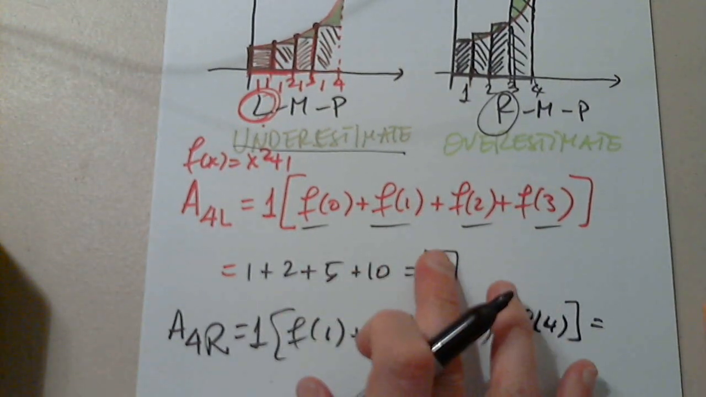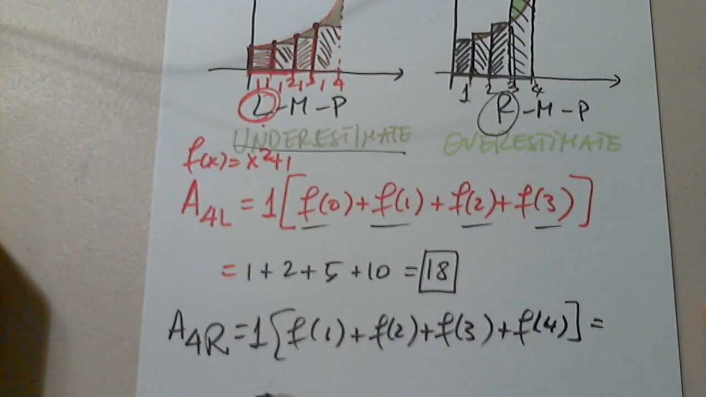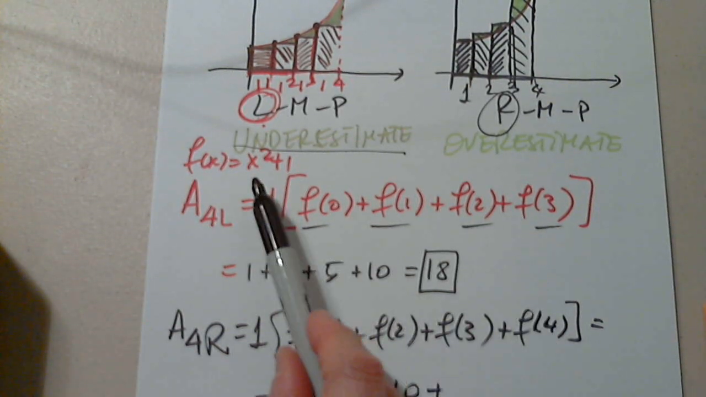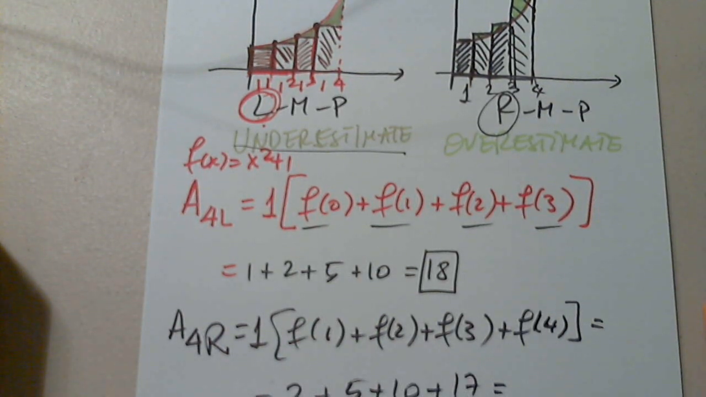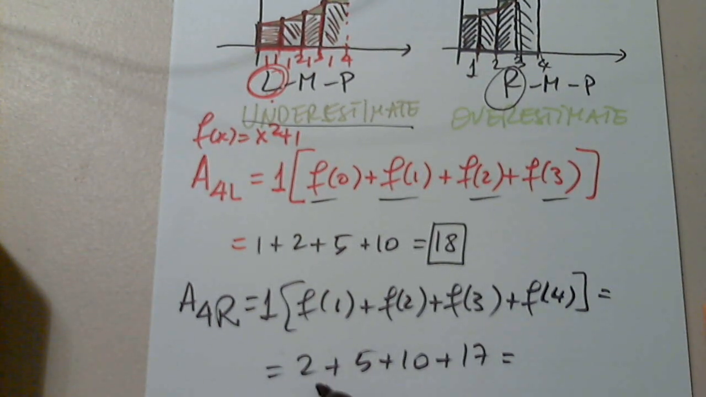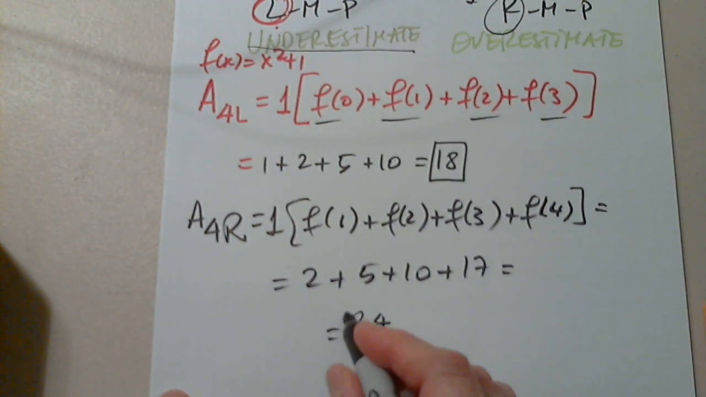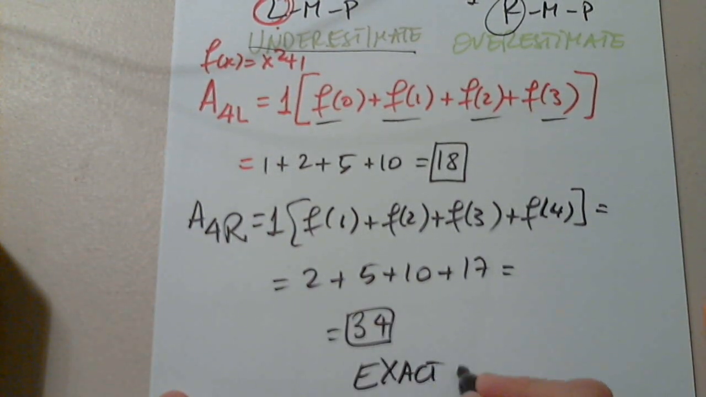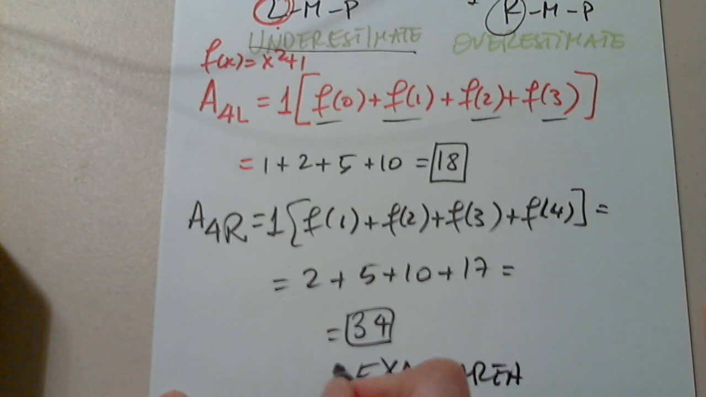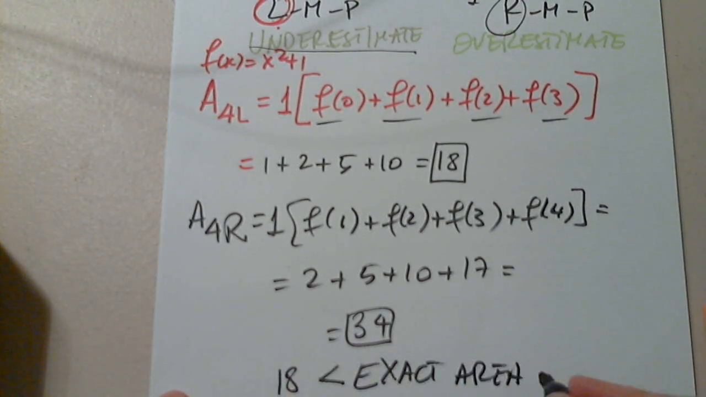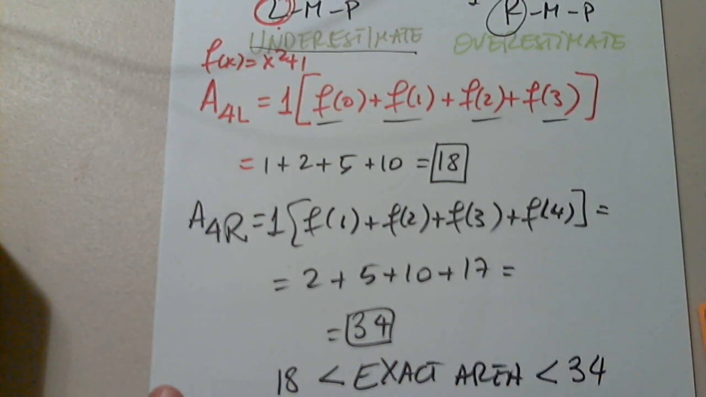I already have these numbers, not 1, but 2. So I have 2 plus 5 plus 10 plus 16 plus 1, 17. So the answer is 17 plus 7, 24, 34. I know for sure that the exact area is definitely greater than 18 and definitely less than 34. So this is our estimate so far.